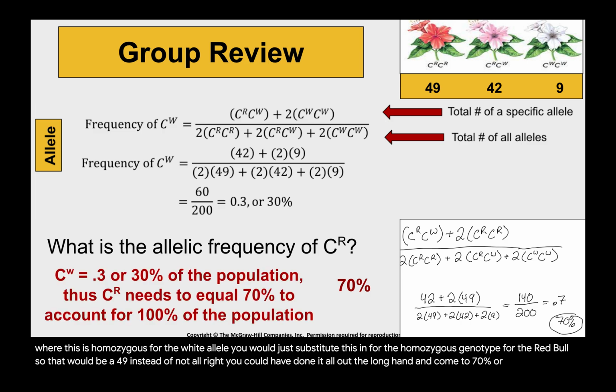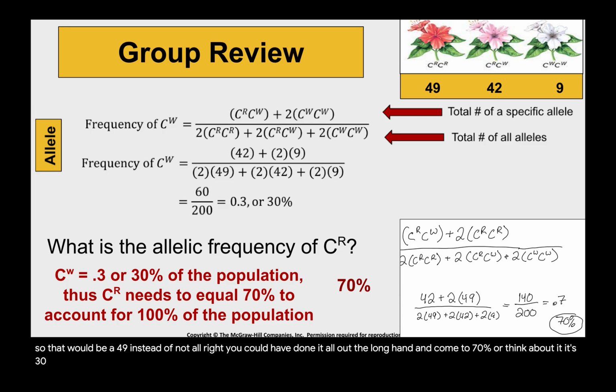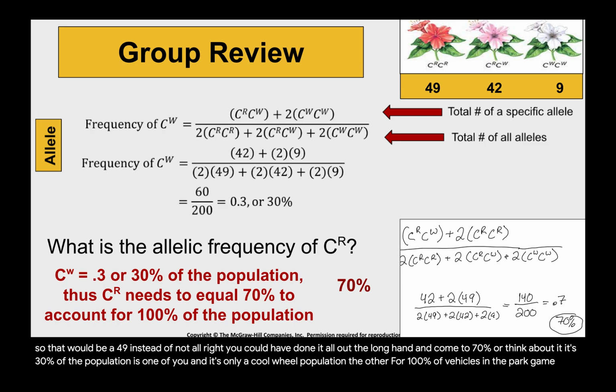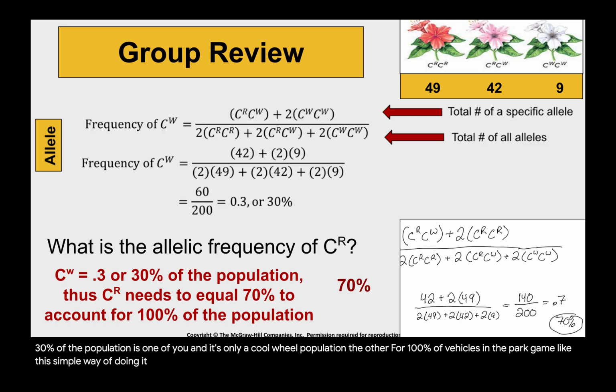Or, if you think about it, if 30% of the population is one allele, and it's only a 2 allele population, the other has to be 70% to account for 100% of the alleles in the population. So that would be the simple way of doing it, which I purposely did not tell you ahead of time, so I wanted you to work through the more complicated problem. Any questions or concerns?